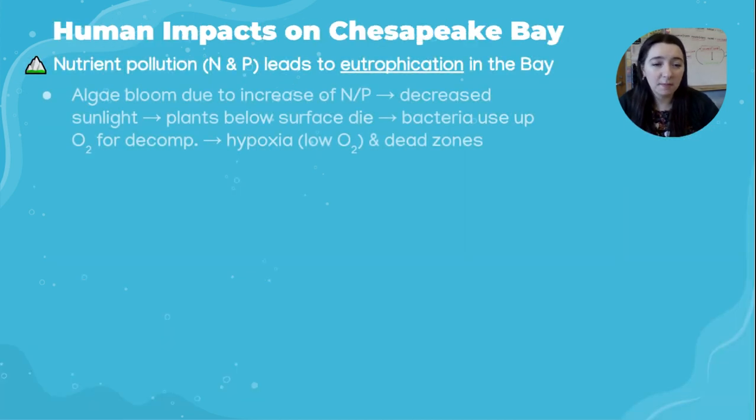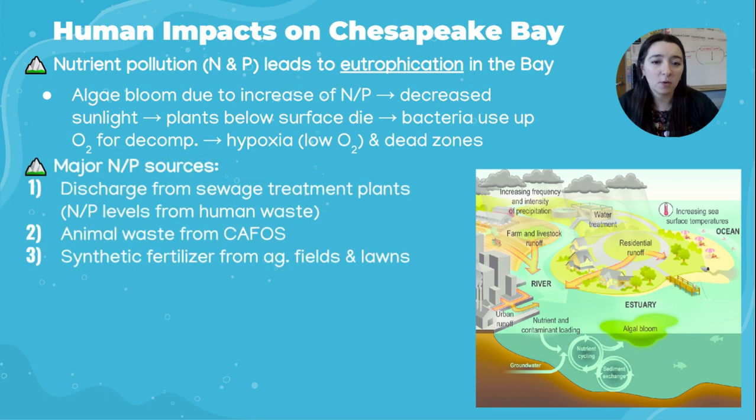So how do humans impact the Chesapeake Bay? This is a lot of things that we have already talked about, just in more specific concrete examples. So nutrient pollution of nitrogen and phosphorus, N is nitrogen, P is phosphorus. This can lead to eutrophication in the bay. You guys should know what eutrophication is by now. If you don't, it's when you have these excessive nutrients, these limiting nutrients like nitrogen and phosphorus that normally don't exist in high quantities and they're needed for survival. Suddenly they're in high quantities due to human activities such as fertilizer runoff.